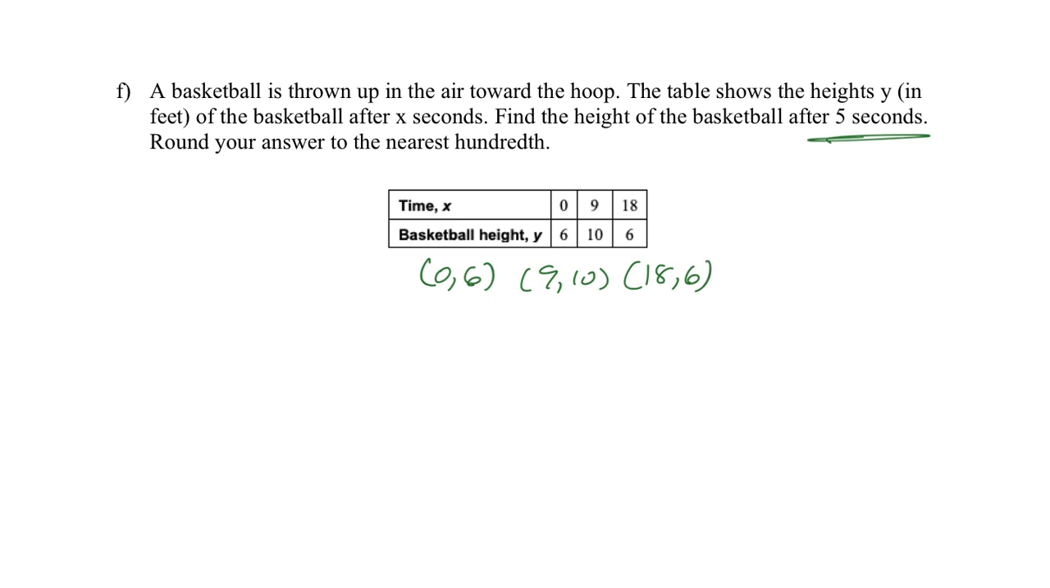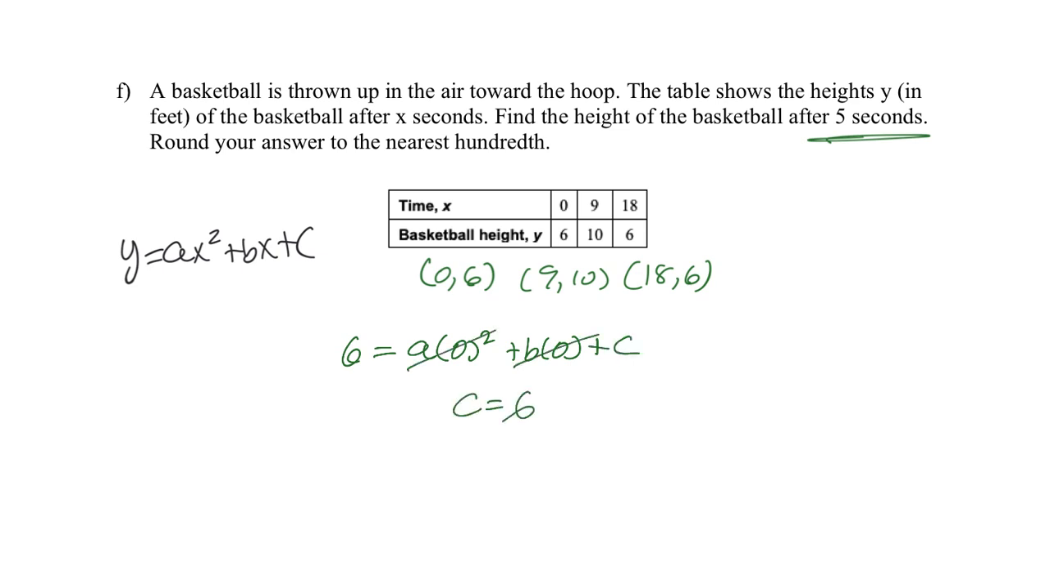What I'm going to do is plug them into the standard form of the equation. We're going to do a couple more exercises of this in class, but for now, let's do this. y equals ax squared plus bx plus c. I'm going to create 3 equations by substituting each point. Let's start with this one: 6 equals a times 0 squared plus b times 0 plus c. From there, I can cancel this, so that means that c equals 6.